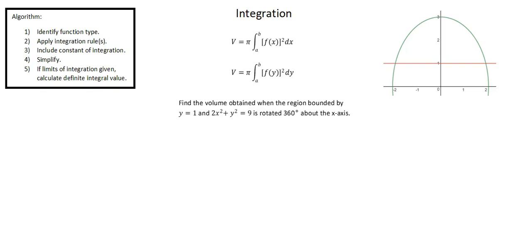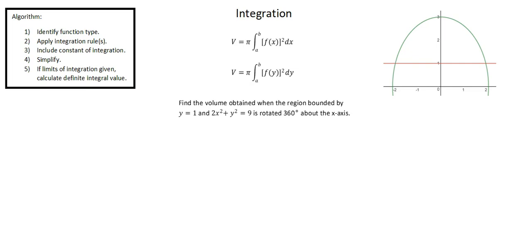Our topic is integration. This is volume example 3. Our requirement reads, find the volume obtained when the region bounded by y equals 1 and 2x squared plus y squared equals 9 is rotated 360 degrees about the x-axis. I've copied the functions from Desmos into the upper right corner of the screen, so we'll use that as our diagram. We want to identify, to begin, what area it is that we're working with.